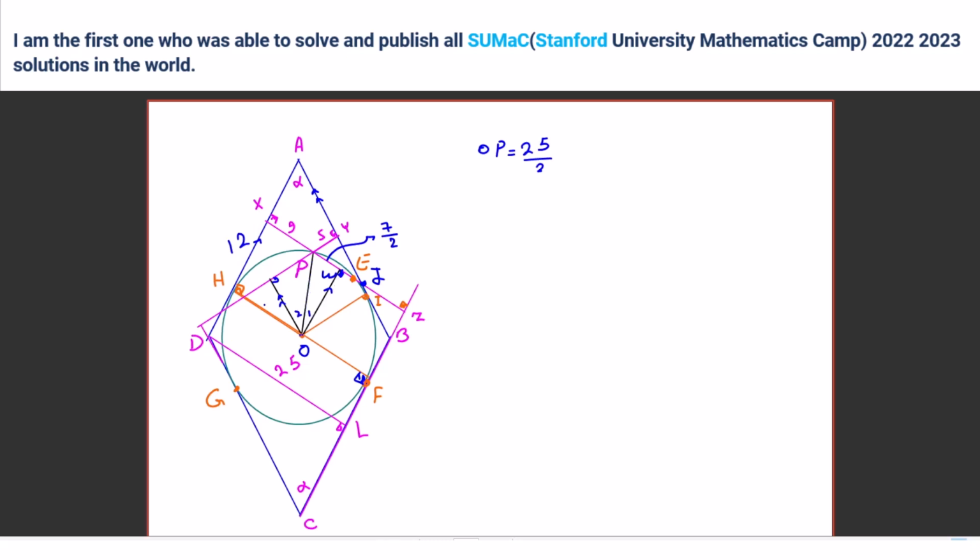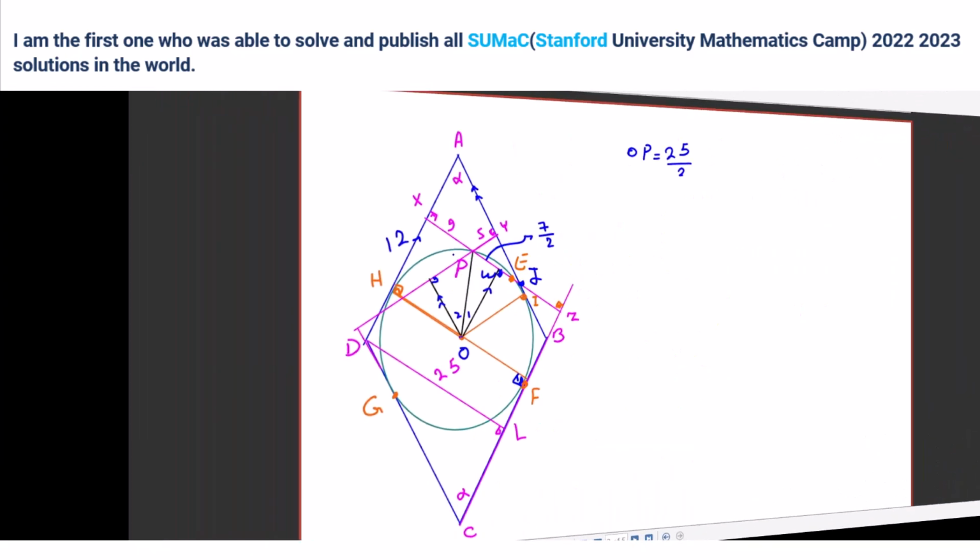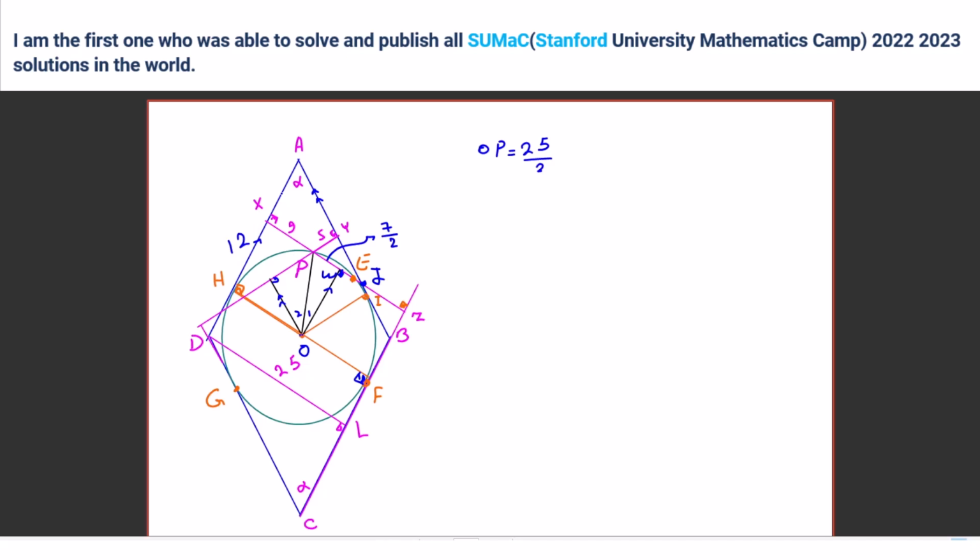So for O2, what can we say? We should find this length. This length is what? Let me call this one M. Try to find PM. Okay.